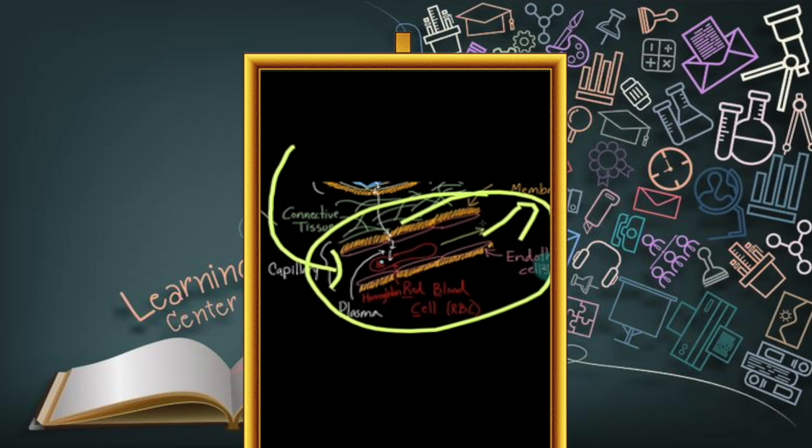So what is the partial pressure here? The partial pressure of oxygen in the alveoli, what is the level? 104 mm Hg is the level here. But what is the partial pressure in the blood capillaries? 40 mm Hg. What is the difference? About 64 mm Hg here.